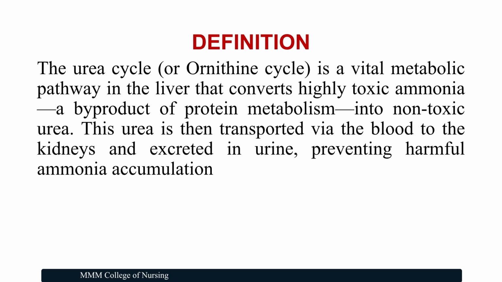To put it simply, the input is ammonia, the process is the urea cycle in the liver, and the output is non-toxic urea, which is excreted in the urine. The liver takes something dangerous and converts it into something harmless. That is the core purpose of the urea cycle.